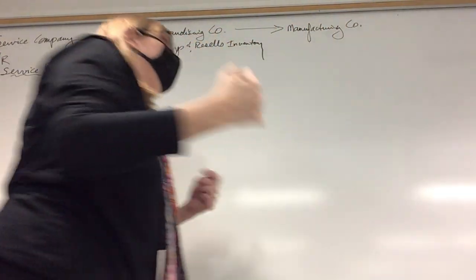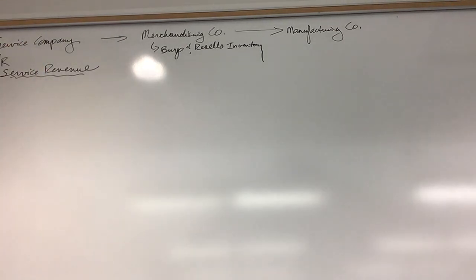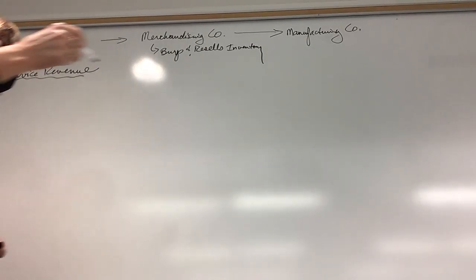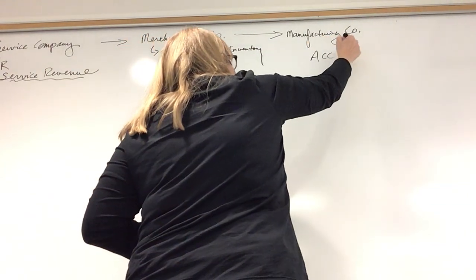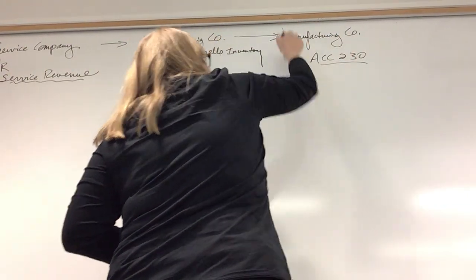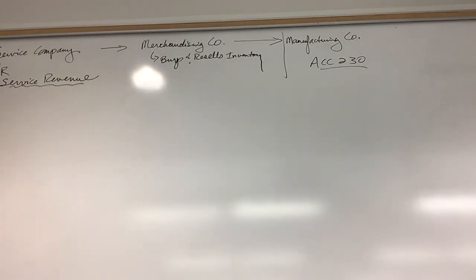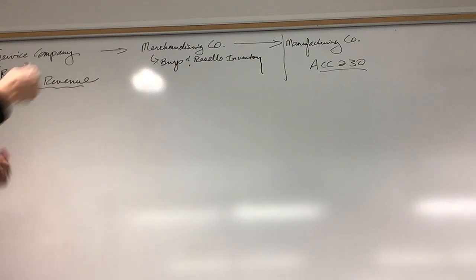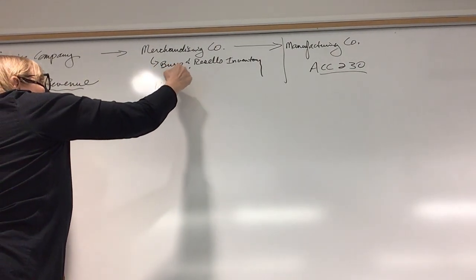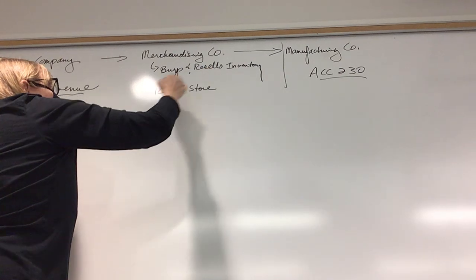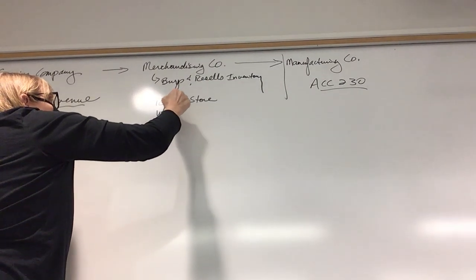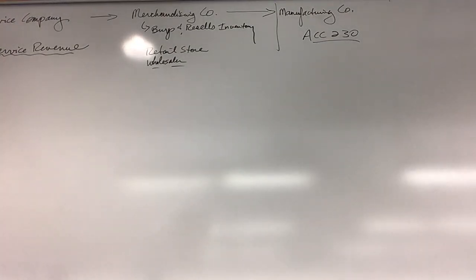This company buys raw material and turns it into inventory. So this one you'll do in accounting 230. So we don't have to worry about that one, but we do want to talk a little bit about what happens if you buy and resell inventory. That's what you do. So think of this as a retail store or a wholesaler. Okay, a middle person.